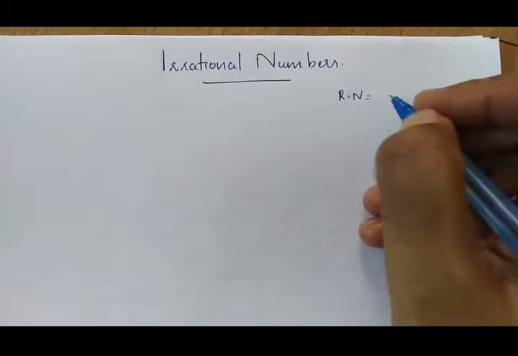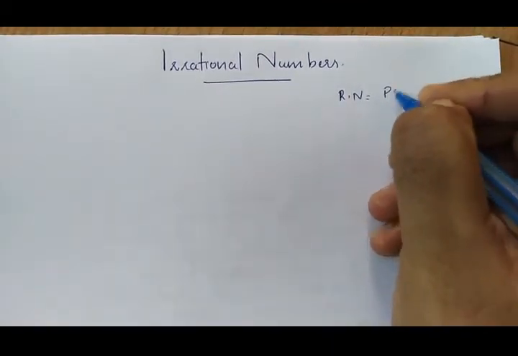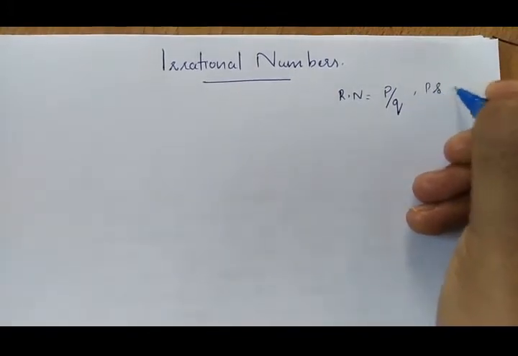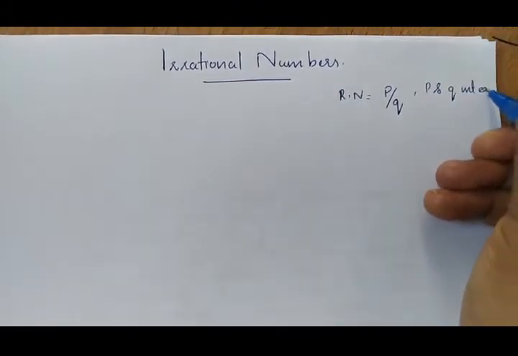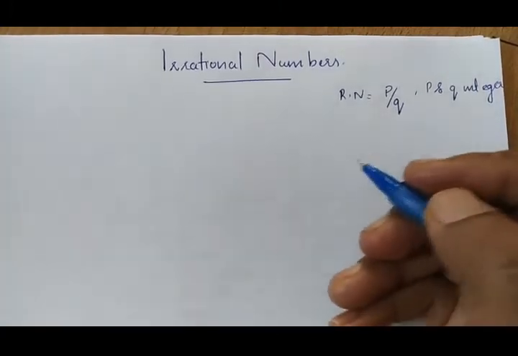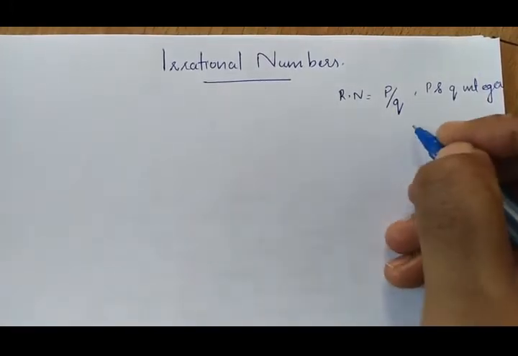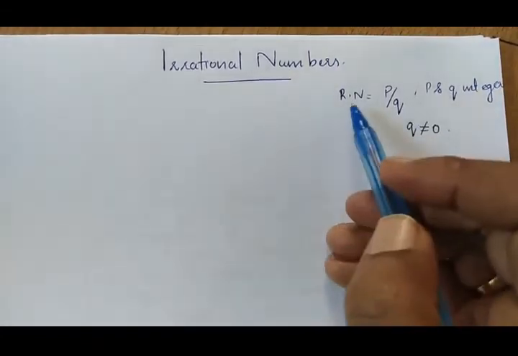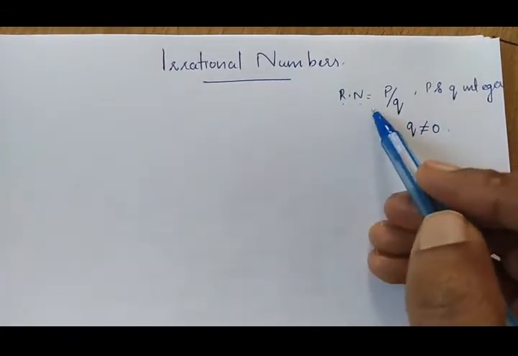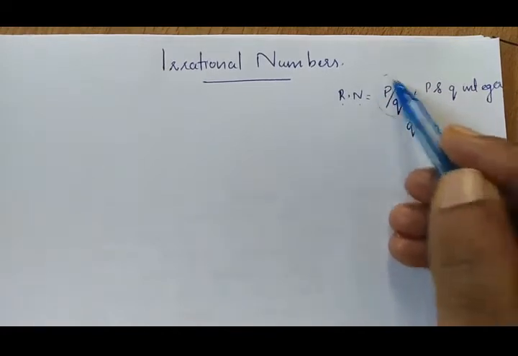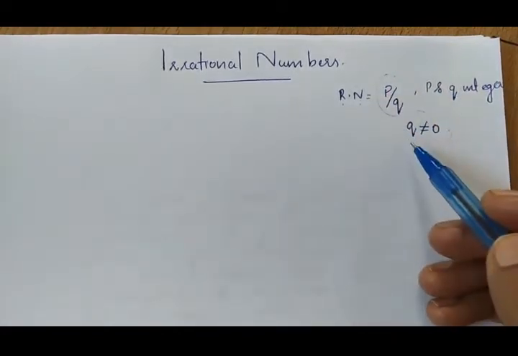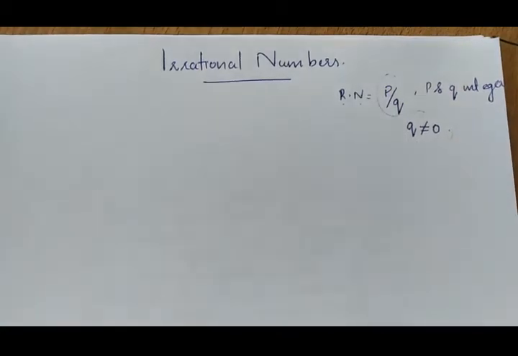A rational number is a number which is represented in the form of P by Q, where P and Q are integers, and the value of Q should not be equal to 0. What is a rational number? A rational number is a number which is written in the form of P by Q, where P and Q are integers and the value of Q should not be equal to 0.